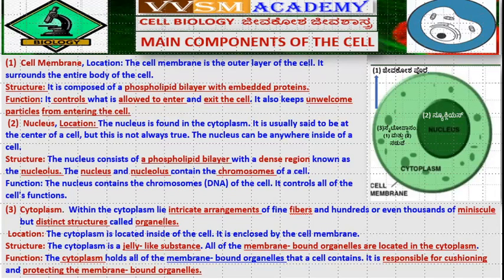Nucleus. Location: the nucleus is found in the cytoplasm. It is usually said to be at the center of the cell, but this is not always true. The nucleus can be anywhere inside a cell. Structure: the nucleus consists of a phospholipid bilayer with a dense region known as the nucleolus. The nucleus and the nucleolus contain the chromosomes of a cell. Function: the nucleus contains the chromosomes, DNA. DNA stands for deoxyribonucleic acid. It controls all of the cell's functions.